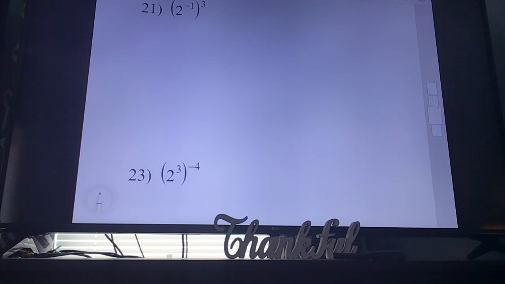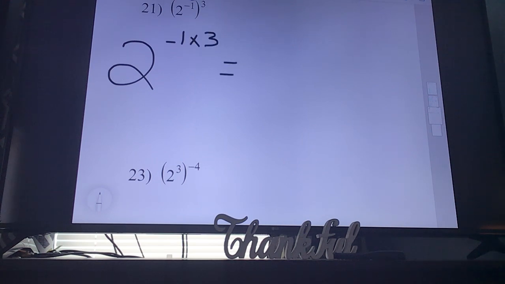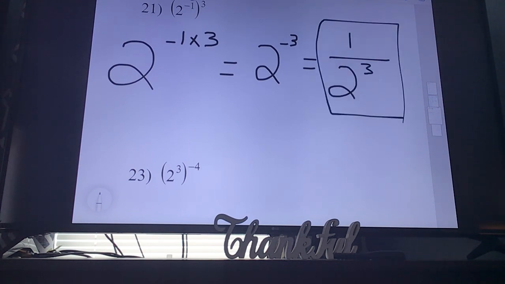So we keep our same big, and it's 2, and we multiply the 2 little ones together. So you're going to have negative 1 times 3. So you got 2, negative 1 times 3 is negative 3. Okay, where do negatives go? They go on the bottom. It's going to become a positive 3. Okay, and so we're done.